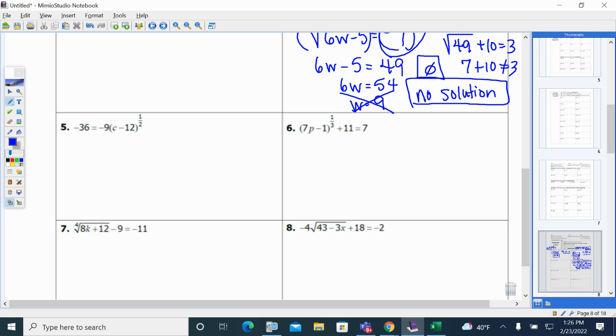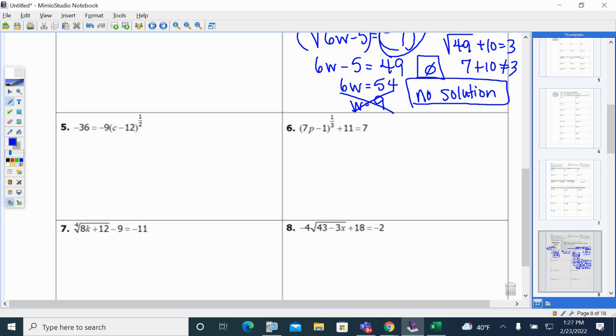So the 7p minus 1 to the 1/3 power is the same thing as a radical. You learned that in lesson number 2. Your exponents that are fractions are radicals. And what you're going to have to do is train your brain to look at that as a radical. And the index is a 3 because the denominator is 3.